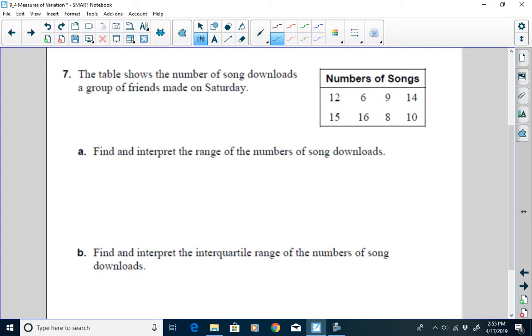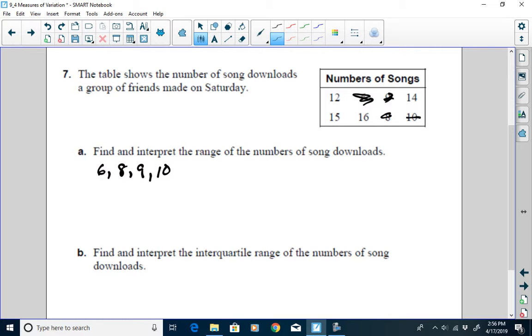The table shows the number of song downloads a group of friends made on Saturday. Here's the group of songs. Find and interpret the range of the data. To find the range, we want to arrange from least to greatest first. So that's going to be 6, that's going to be 8, that's going to be 9. Cross them out. 6, 8, 9. Then we have 10.